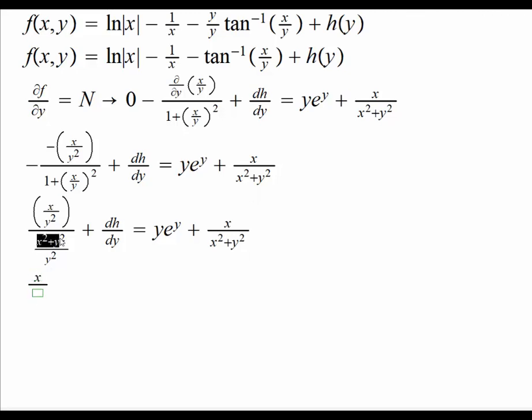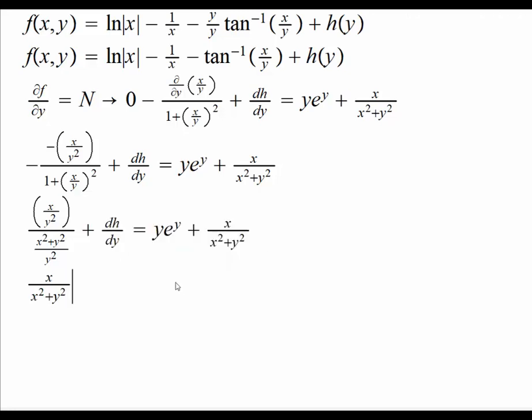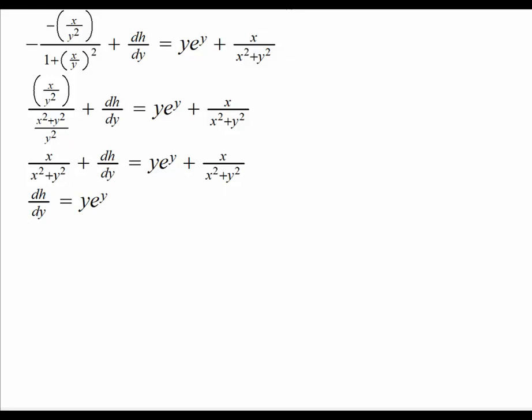x over simply x squared plus y squared, and then plus dh/dy equals that N written on the right-hand side. Now what will happen on the two sides? This will cancel that. So as a consequence, we simply get dh/dy as y e to the y. Now this turned out to be actually a review of many things. I just happened to take this one. So anyways, h is what?